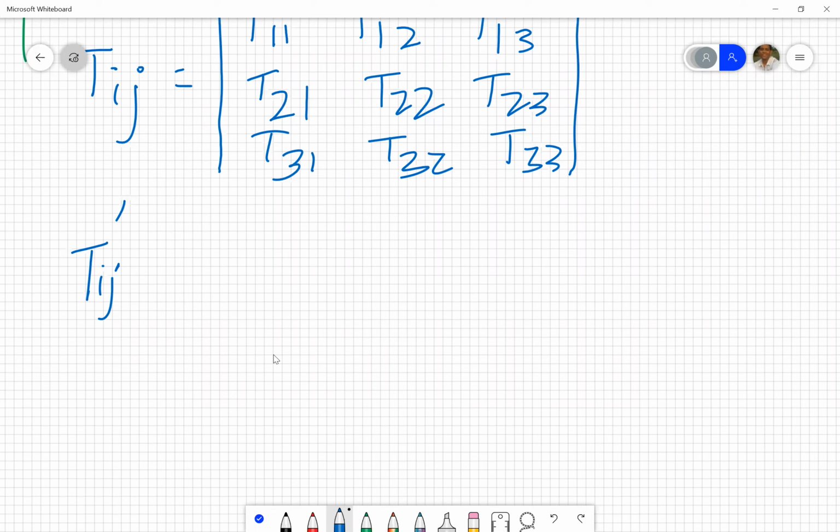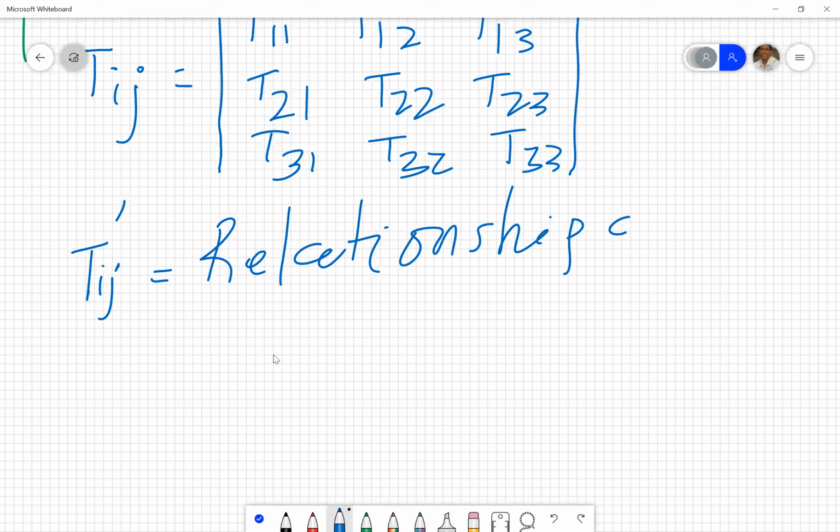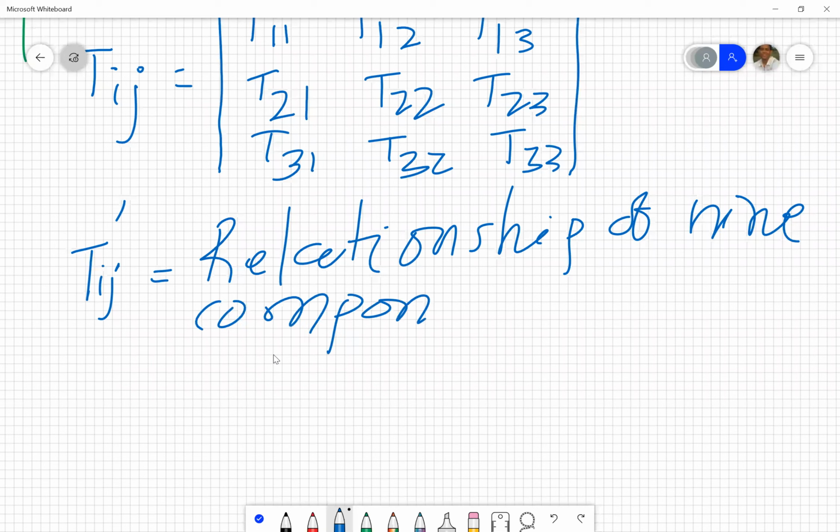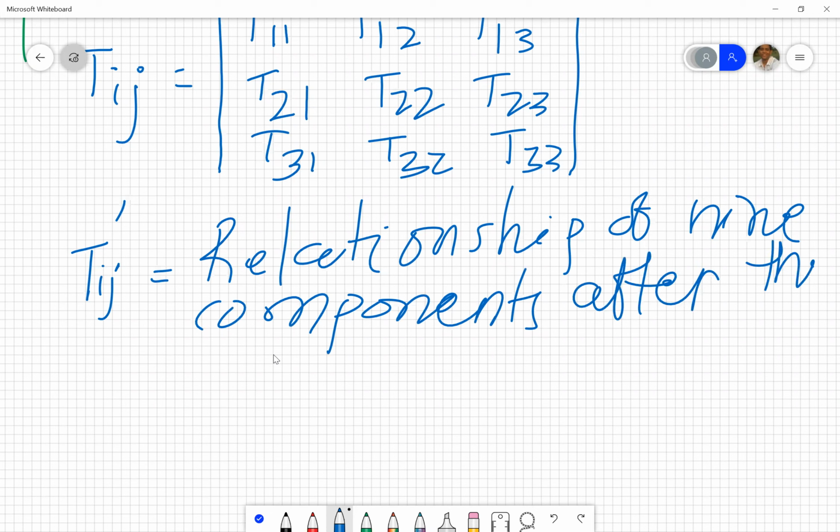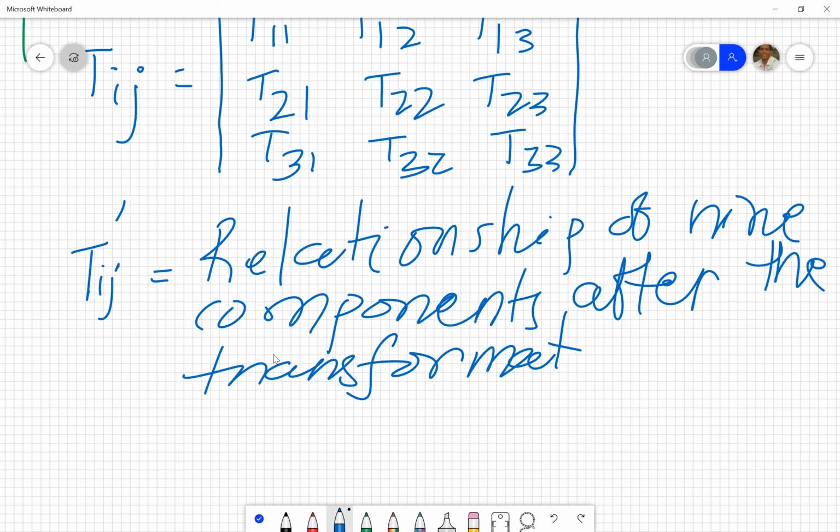After the transformation, T dash Ij means the relationship of the 9 components after the transformation of axes. That is T dash Ij.